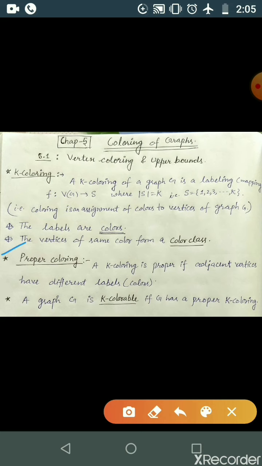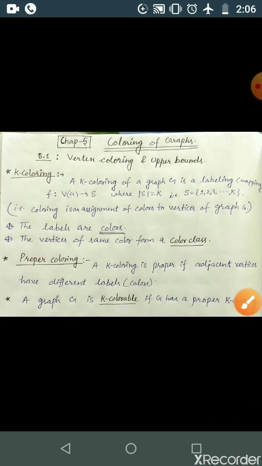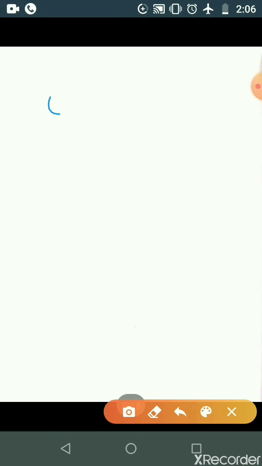So here vertices of the same color form a color class. For example, we did this graph.